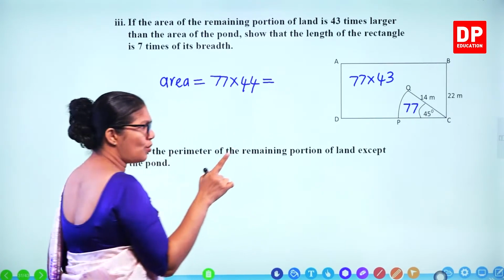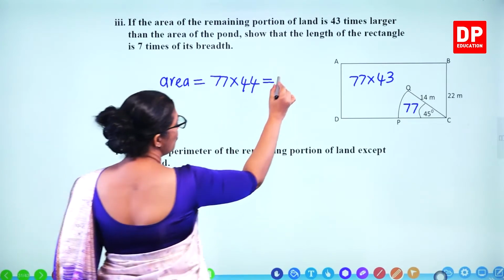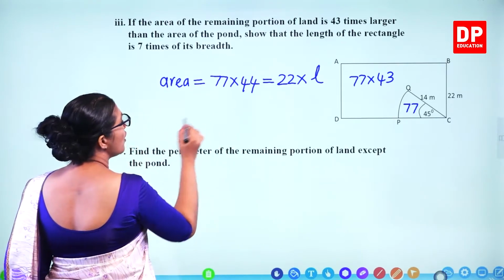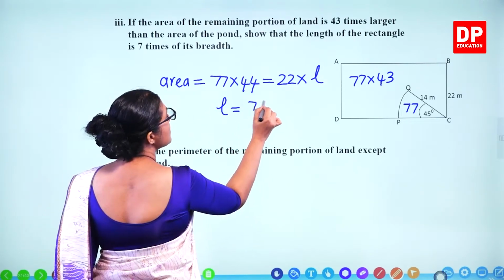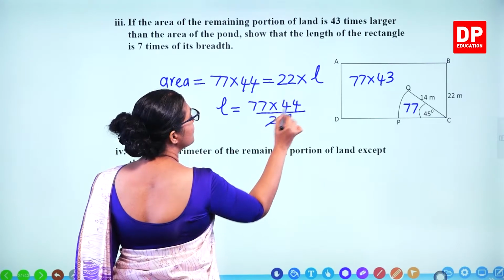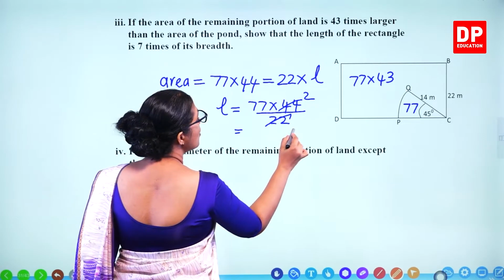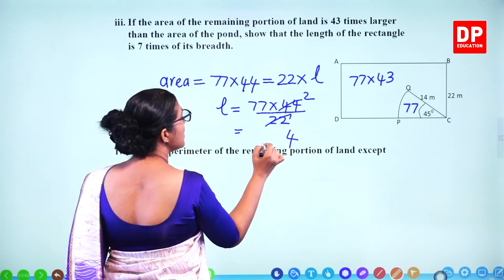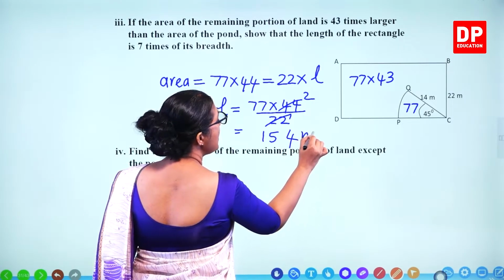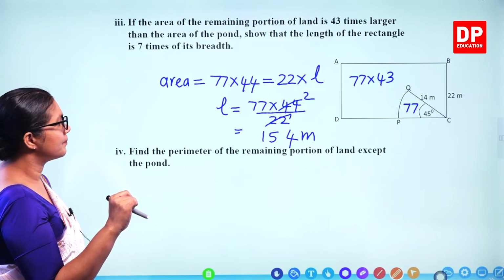That's equal to length into breadth. Breadth is given 22. We need to find out the length. So how you find out length? 77 times 44 divide by 22. You get 2. 2 times 7, 14 and 15 here. 154 meters is the length of the rectangle.